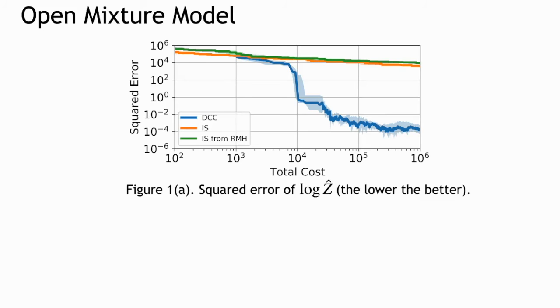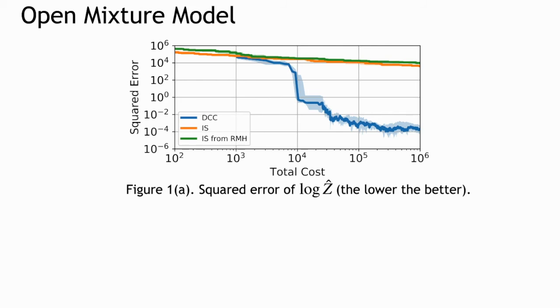The first one is the earlier open mixture model. We first look at the convergence of the marginal likelihood. Here, the y-axis is the squared error of the marginal likelihood estimates, and the x-axis is the computation cost. We compare DCC against importance sampling and an MCMC variant, RMH. Note that RMH does not produce the estimate for marginal likelihood directly, so what we do here is to generate importance samples from RMH to estimate its value. As we can see from the plot, DCC substantially outperformed the baselines.